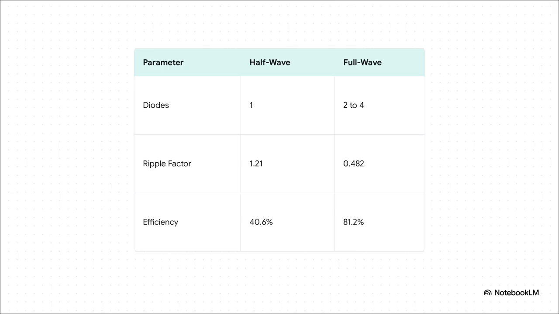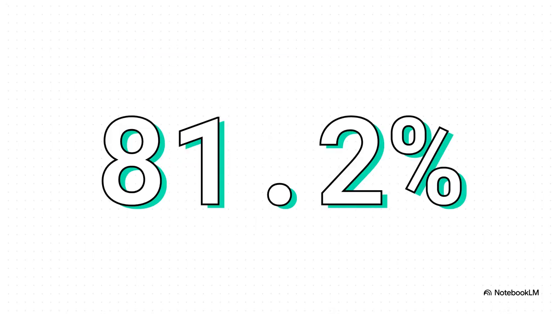Okay, yeah, the half wave is simple, just one diode. But look at the ripple factor. That's basically a measure of how smooth and stable the power output is. Lower is better, and the full wave is just so much smoother. But the real story here, the number that changes everything, is the efficiency. 81.2%. That's the efficiency of a full wave rectifier.